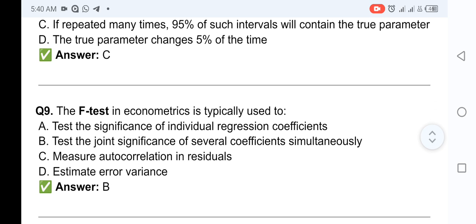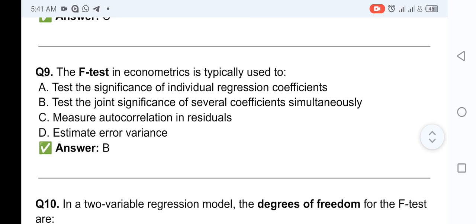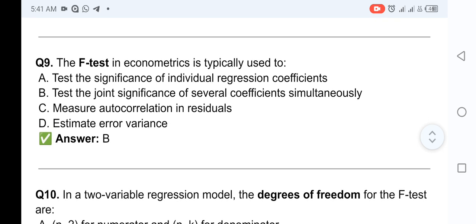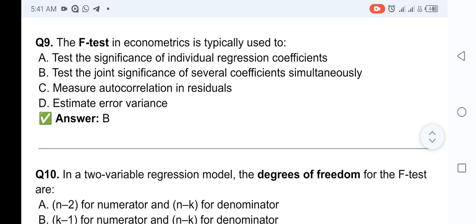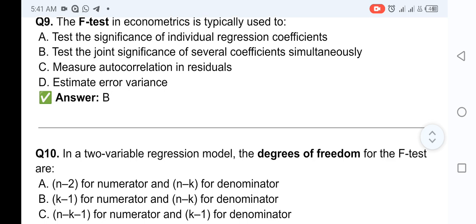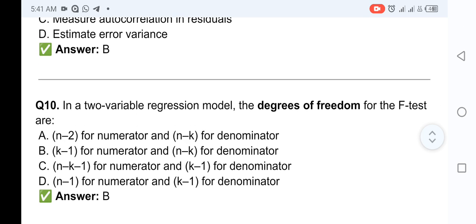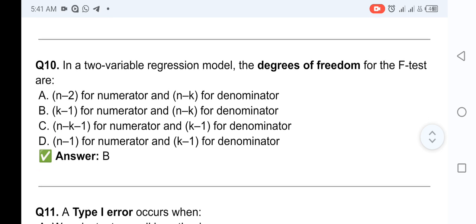test the significance of individual regression coefficients. B. test the joint significance of several coefficients simultaneously. C. measure autocorrelation in residuals. D. estimate error variance. Answer B. Q10. In a two-variable regression model, the degrees of freedom for the F-test are A. n-2 for numerator and n-k for denominator.